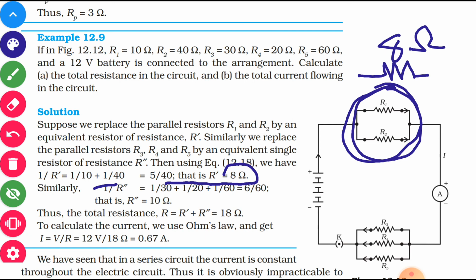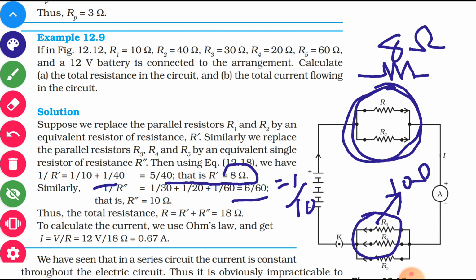Now for the 3 resistors here, we can see that they are 30 ohm, 20 ohm and 60 ohm. If you simplify this, 1 upon 30 plus 1 upon 20 plus 1 upon 60 will give you 6 upon 60, that is 1 upon 10. If we take the inverse of it, then the combination of these 3 will have 10 ohm resistance. So one is of 8 ohm, the other one is of 10 ohm. So total resistance of the circuit will be 18 ohm.